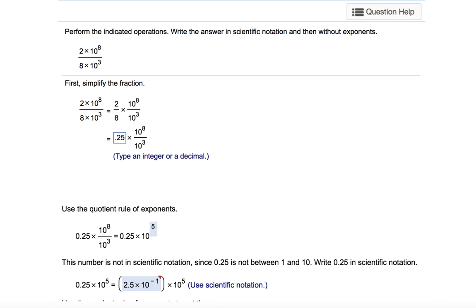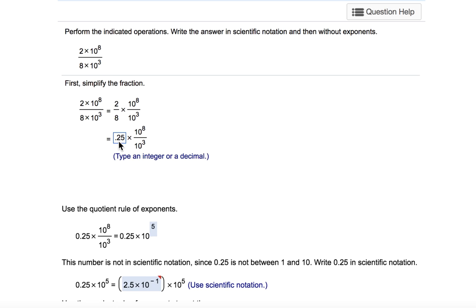Scientific notation problem together. So I copied the problem right from your test. 2 times 10 to the 8th over 8 times 10 to the 3rd. They ask you first to simplify the fraction. So in order to do that, they took 2 over 8 times 10 to the 8th over 10 to the 3rd. They want you to simplify 2 eighths, and the way to do that is to use your calculator and divide 2 divided by 8.